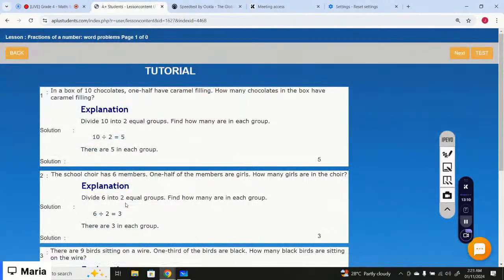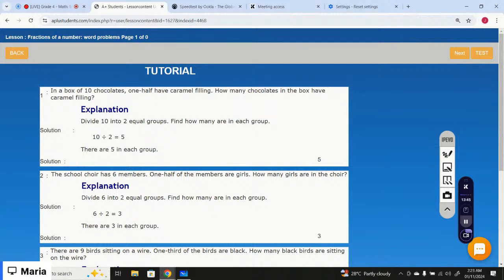Fractions of a number word problems. Let's just start with the first example, that is in a box of 10 chocolates, one half have caramel filling. How many chocolates in the box have caramel filling? So one half, right? The total chocolates are 10. So half means you have to divide it by the 2, right? So when you divide 10 into two groups, that is 5. So that means 5 of the chocolates have caramel filling. Got it? The correct option is 5.